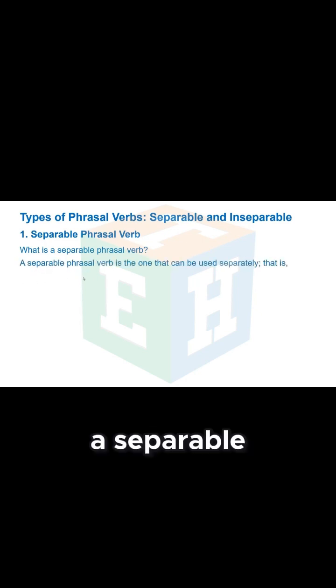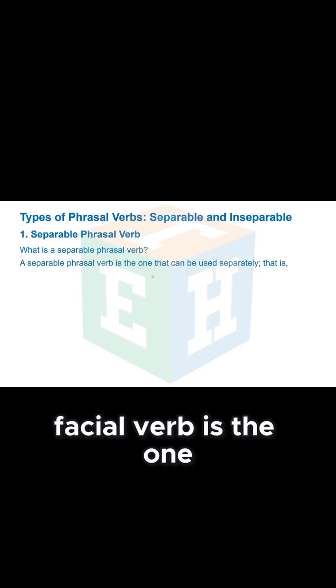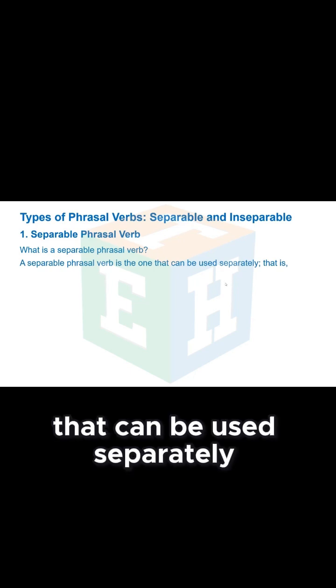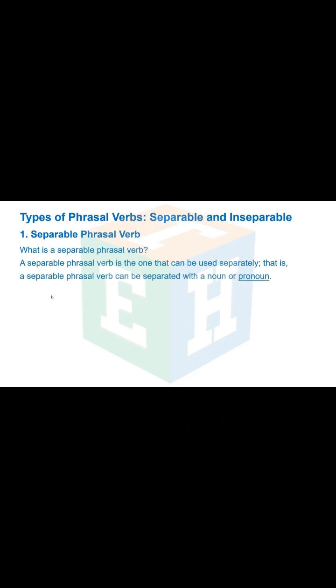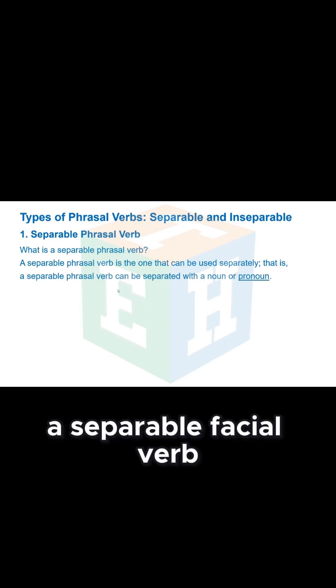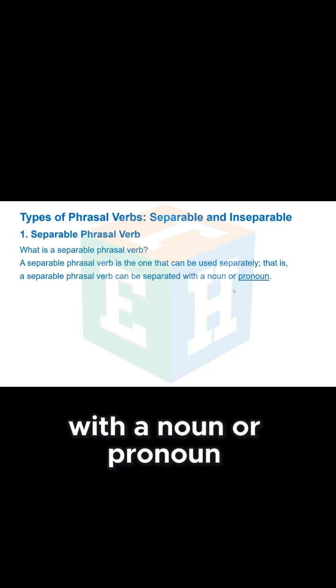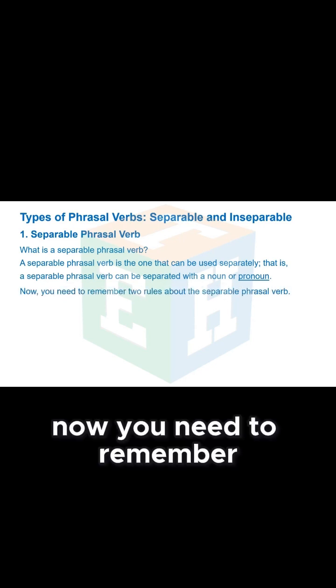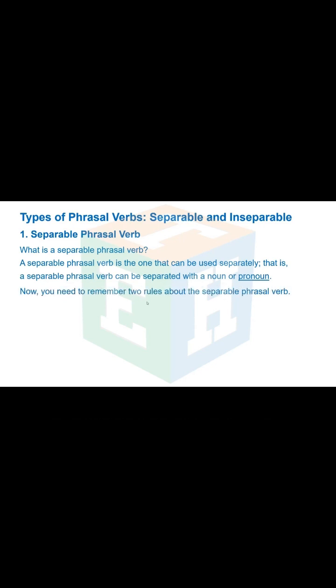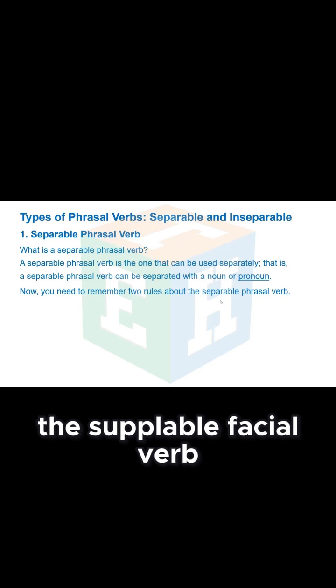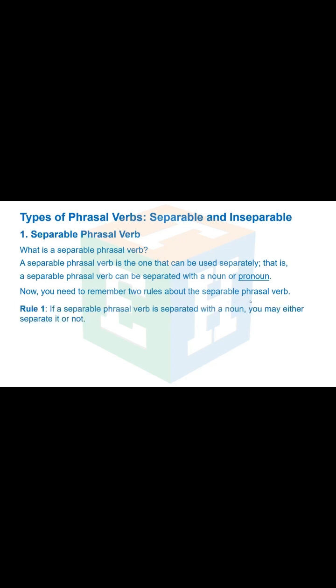A separable phrasal verb is the one that can be used separately. That is, a separable phrasal verb can be separated with a noun or pronoun. Now, you need to remember 2 rules about the separable phrasal verb.